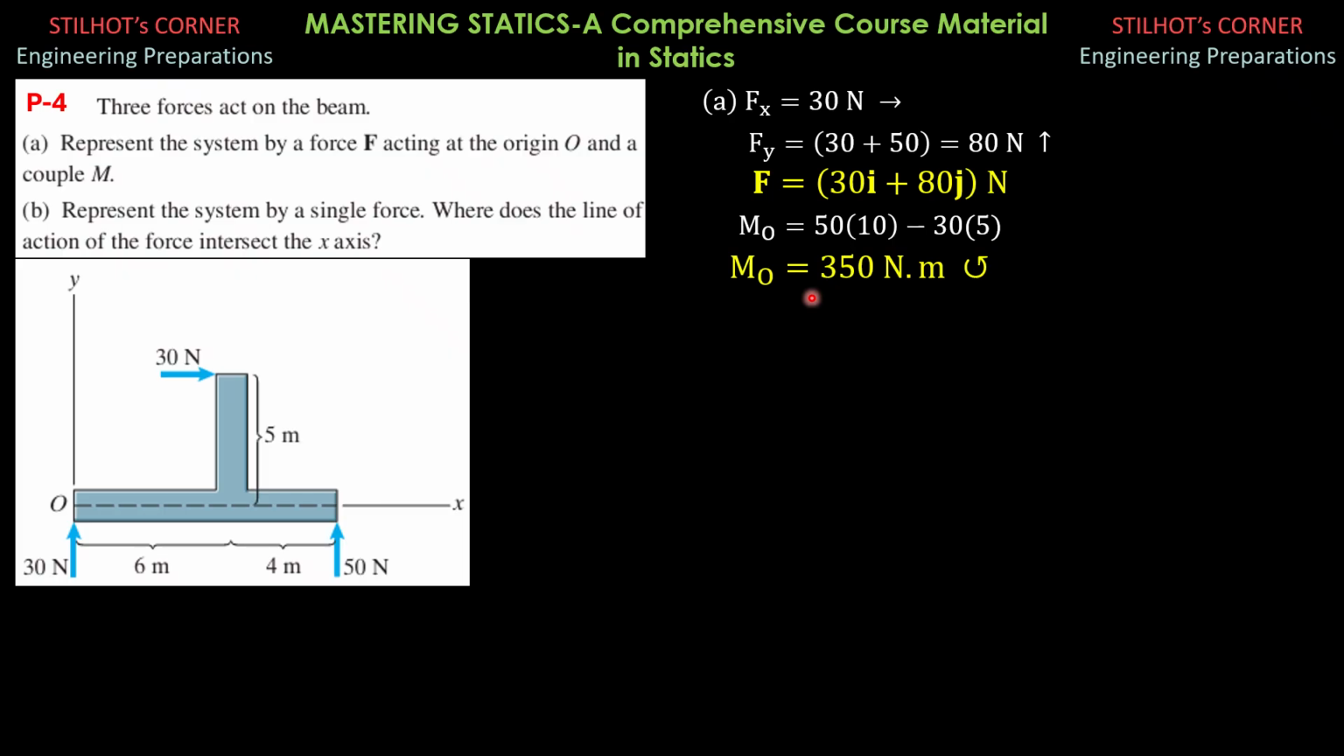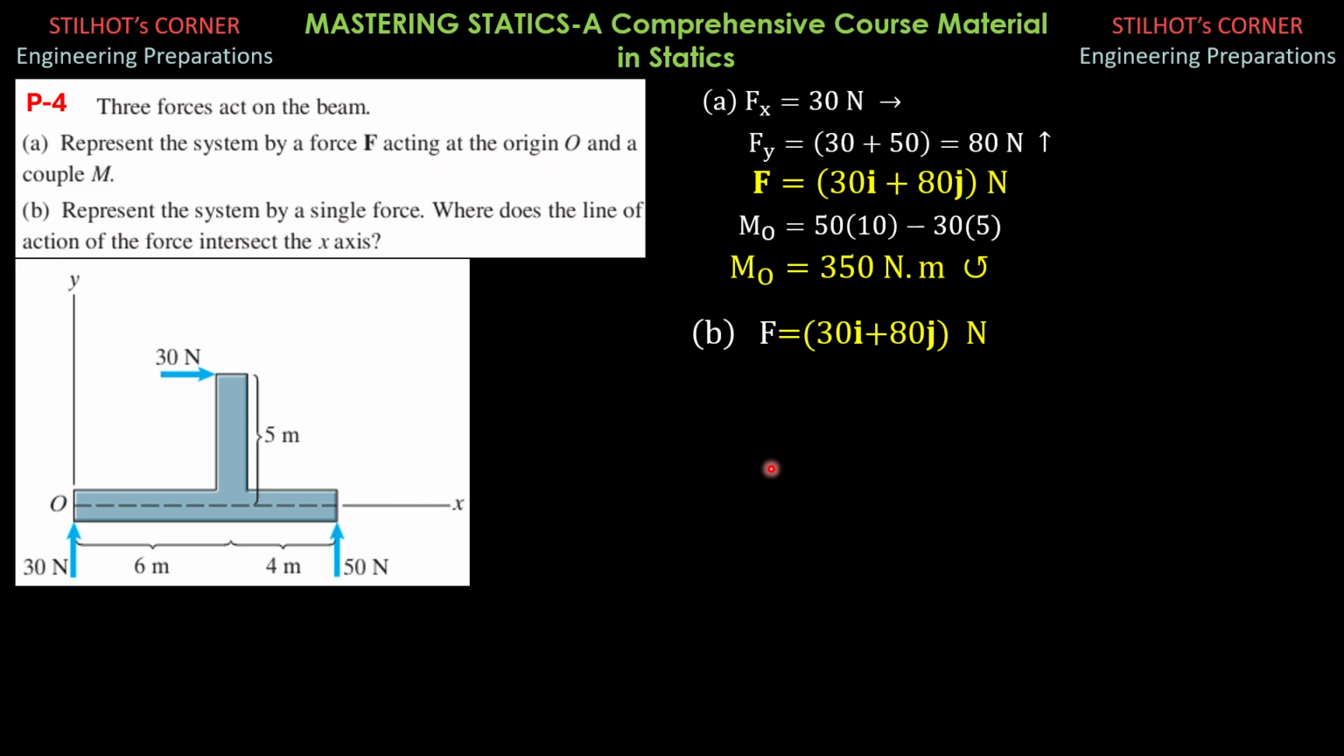acting at the origin, 350 newton-meters counterclockwise. So to answer letter B, the force F is also the same, 30i plus 80j.